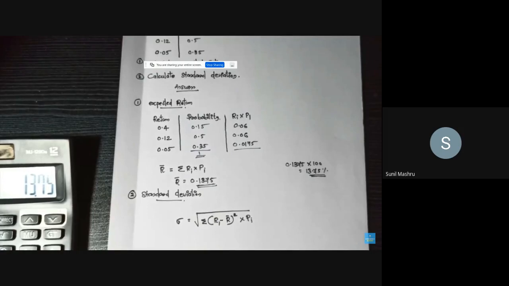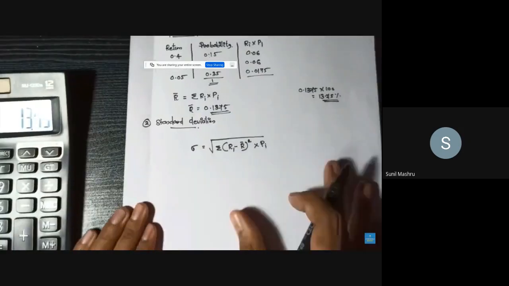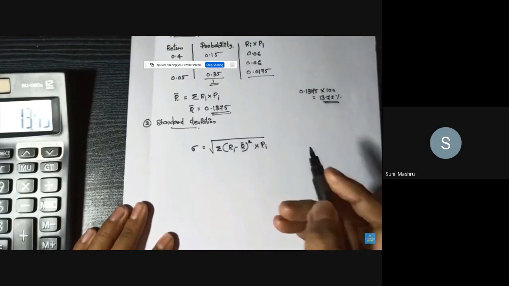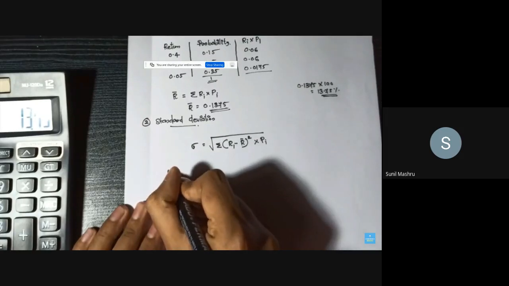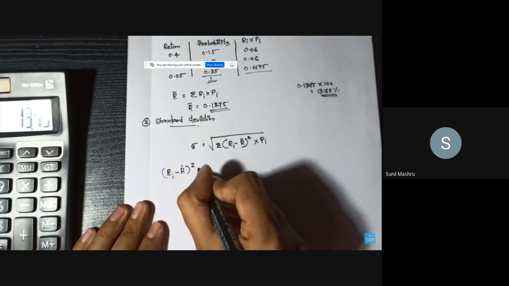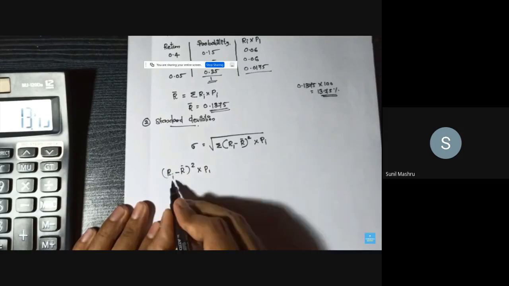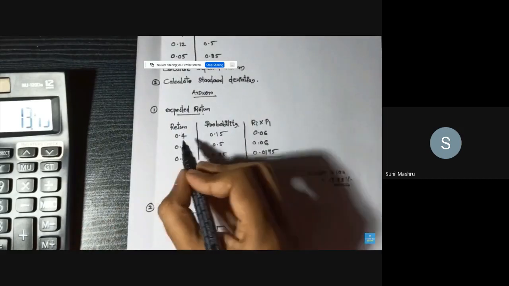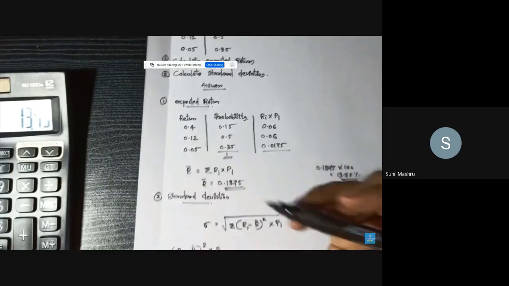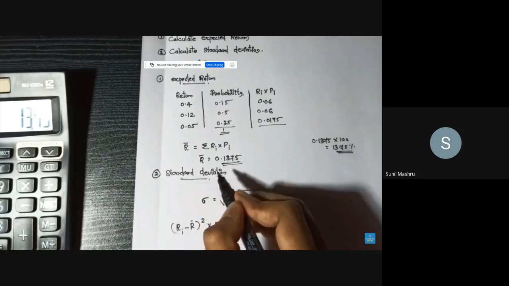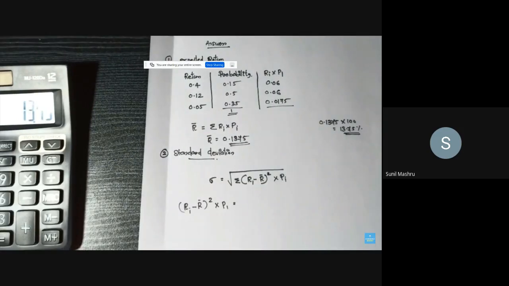I will show you how to find the standard deviation. First of all, we have to find the value of (Ri minus R bar) squared into Pi. What do Ri and Pi mean? The first return and first probability, that is 0.4 and 0.15. And the R bar we found earlier, that is 0.1375.